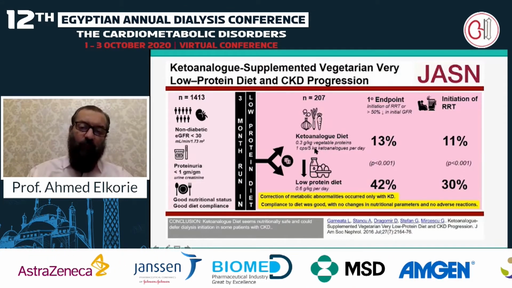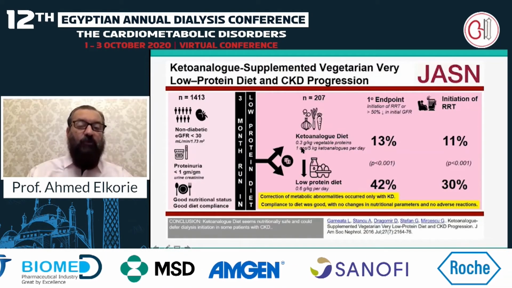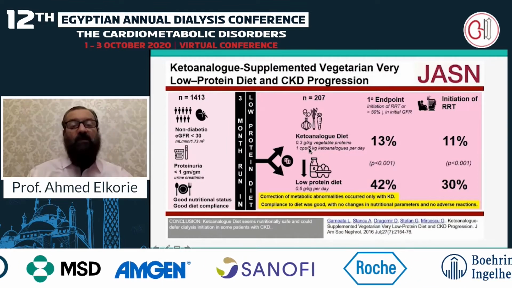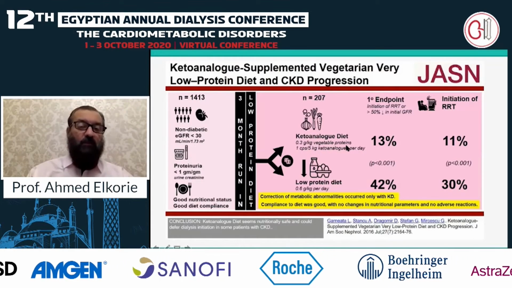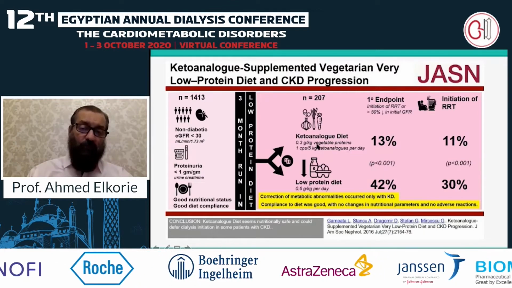You should give the full dose. A patient weighing 80 kilos should receive 16 tablets of the keto analog, which is a high burden of tablets and pills, but this is the way it goes.